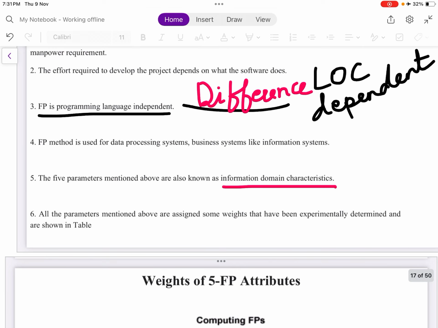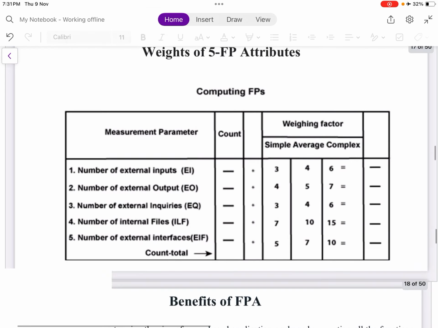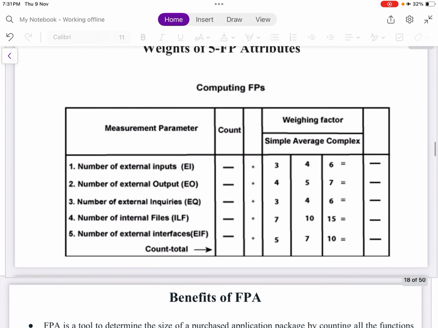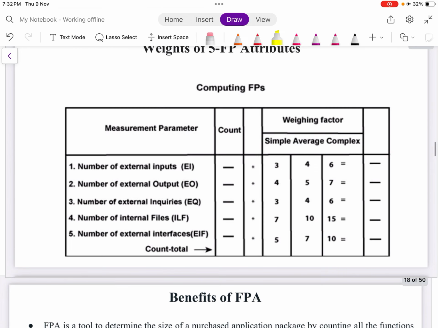All the parameters mentioned above are assigned some weights that have been experimentally determined and shown in a table. So these are the weights which have been experimentally determined. This table is very important.